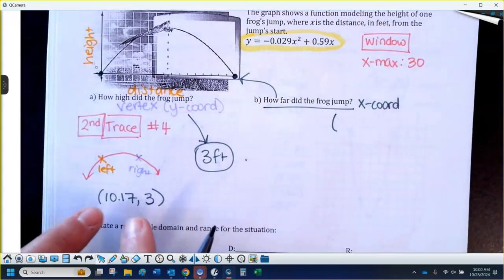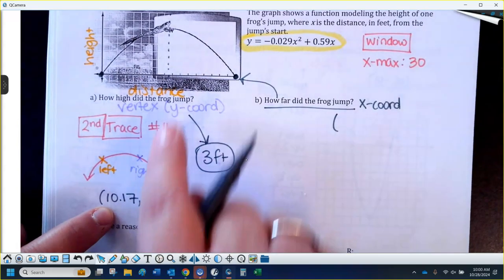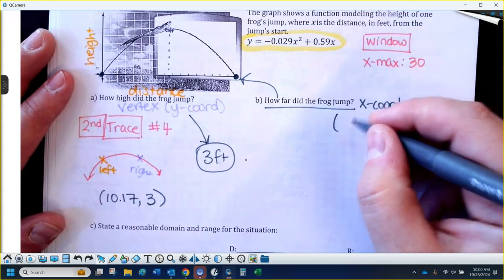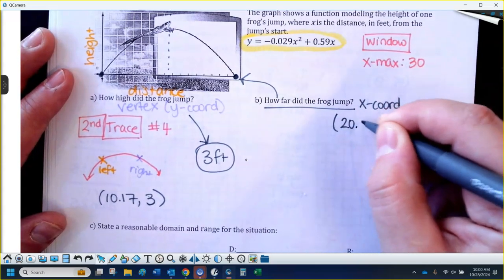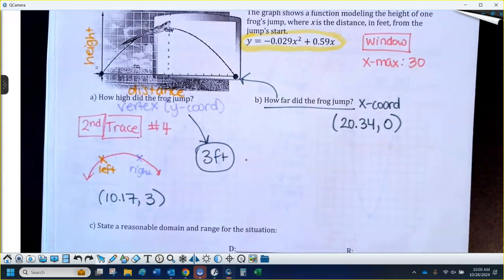But using symmetry, because it started at 0, 0, I could just double this because the 10.17 is directly in the middle. So it would be 20.34. And then 0 would be the y coordinate because the frog's back on the ground. So I can use symmetry.